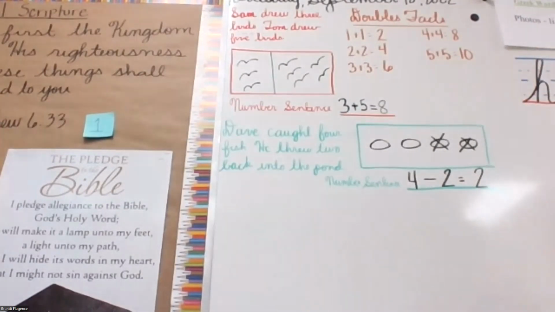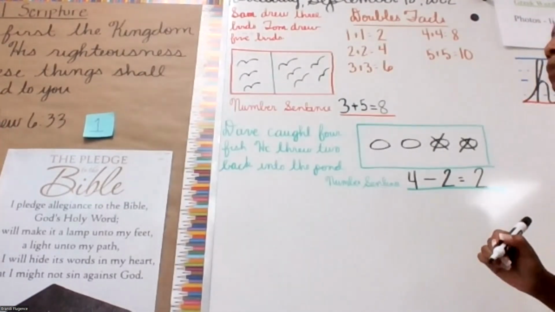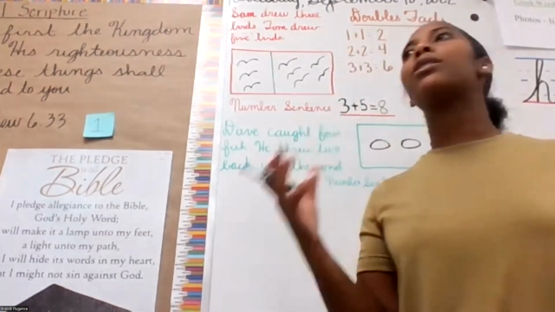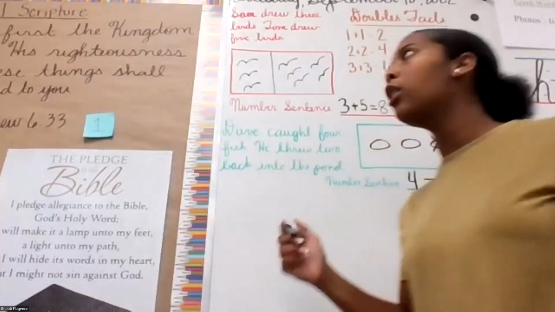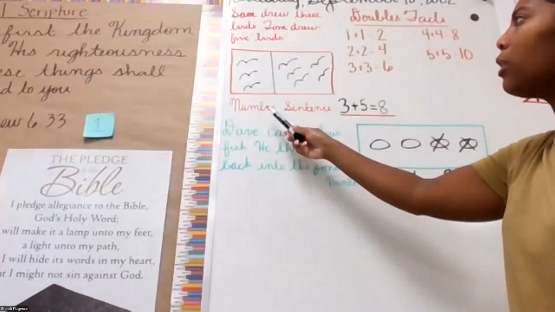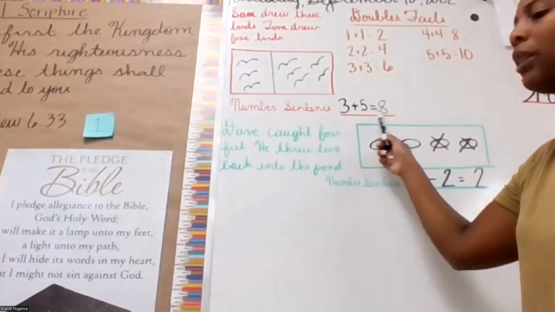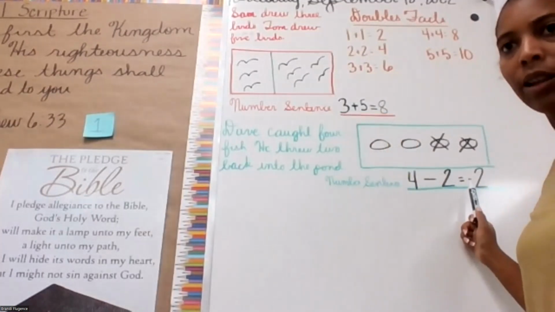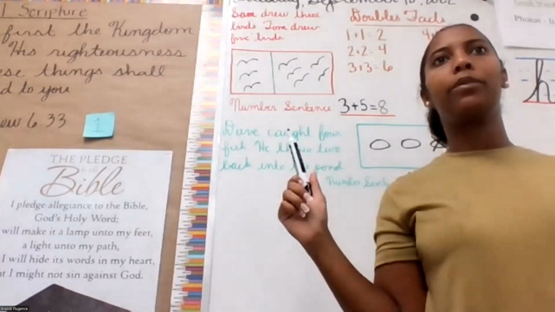So that is how we create number sentences for story problems. We read the story problem. We identify if it's some more, some went away, addition, subtraction. We create our picture. Then we use the numbers to create either an addition fact or in some cases a subtraction fact. Do you understand that?